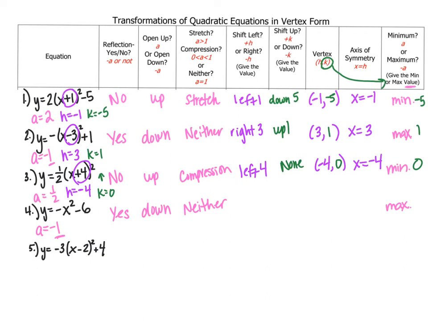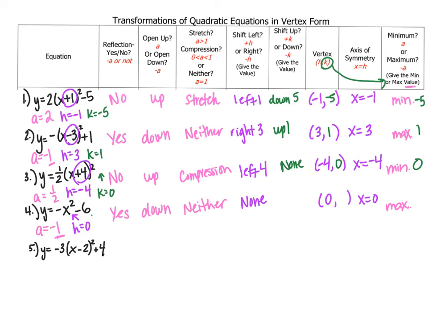Okay. Let's look at the H. Oh, there's no parentheses. There is nothing inside the function, so our H is going to be 0. So we do not have any right or left motion, none. Which means that we have 0 for our H value. So x will equal 0 for the axis of symmetry, and the x value of the vertex is going to be 0.